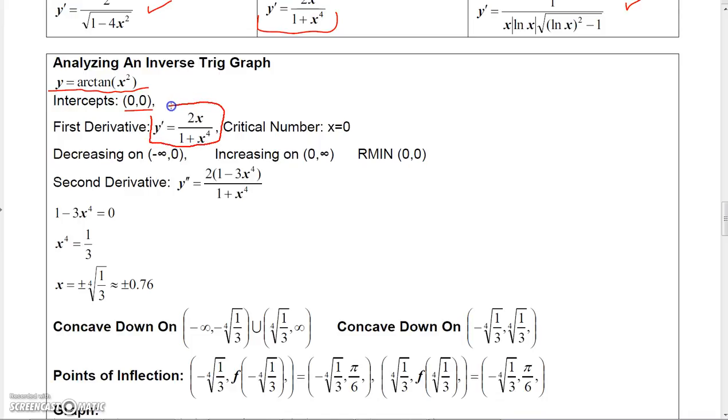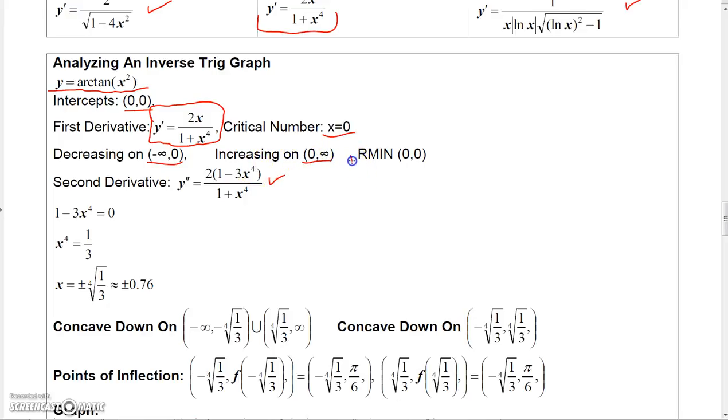That's going to have a critical number at 0. If you test to the left of 0 and to the right of 0, or use the second derivative test, either way, what you should find is that to the left of 0 the function is decreasing, and to the right of 0 the function is increasing.